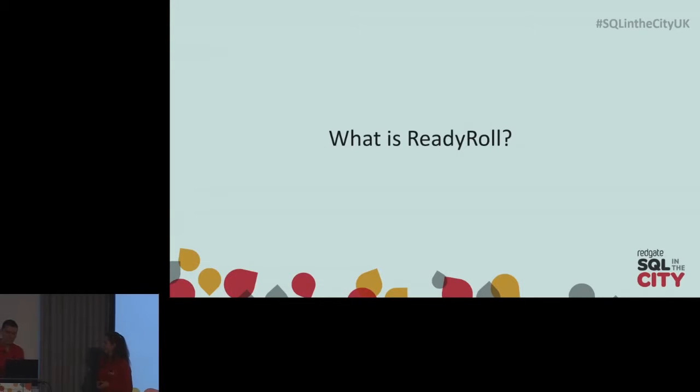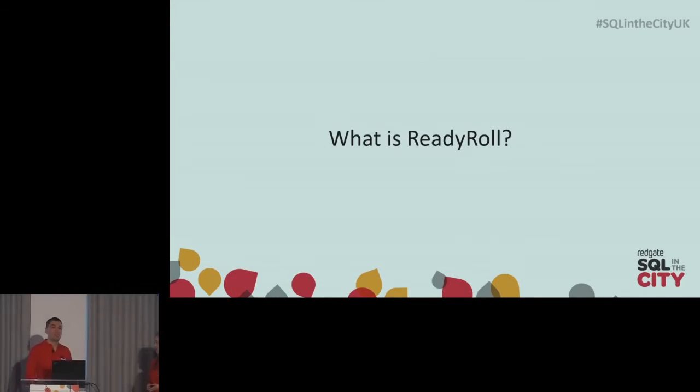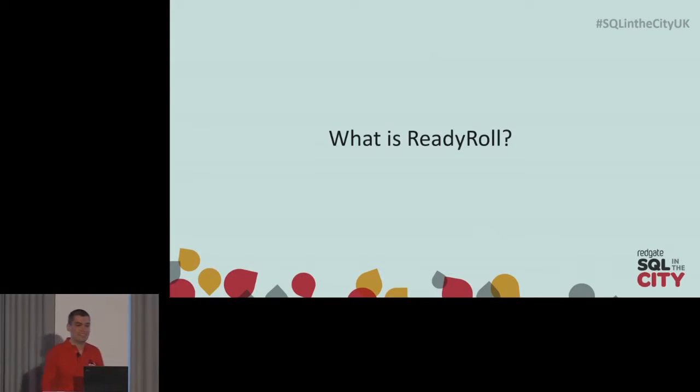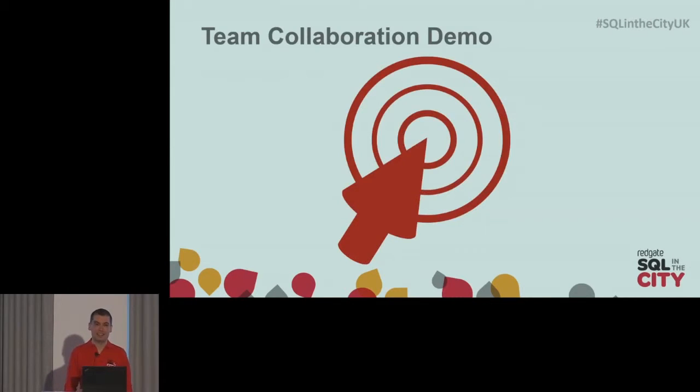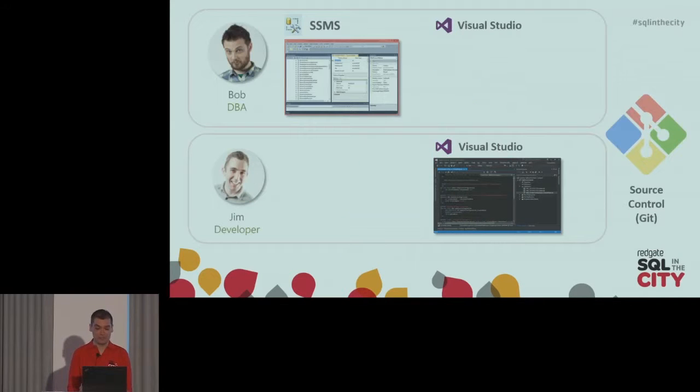Right, thanks, Elizabeth. So ReadyRoll is a Visual Studio project system that uses a migrations-first approach to development and deployment. Basically, it's a fancy way of saying that it's a tool that keeps track of all your change scripts and which ones have been deployed to each of your database environments. There is a bit more to it, as we hope to show you today. So we're going to have a look at how you can use ReadyRoll to collaborate in a team using change scripts, using the migrations-first approach.